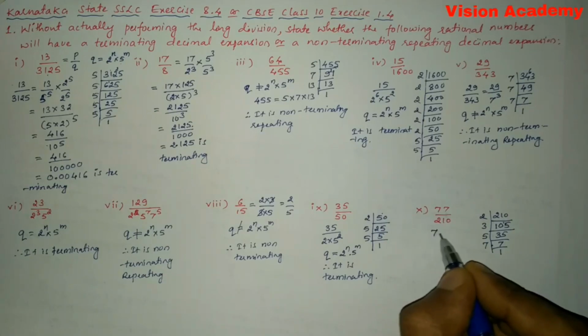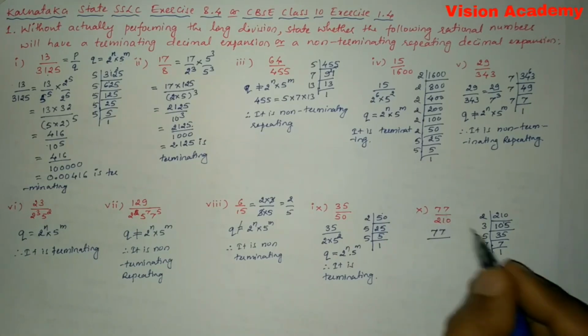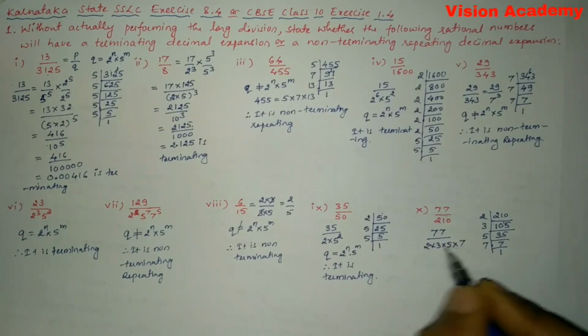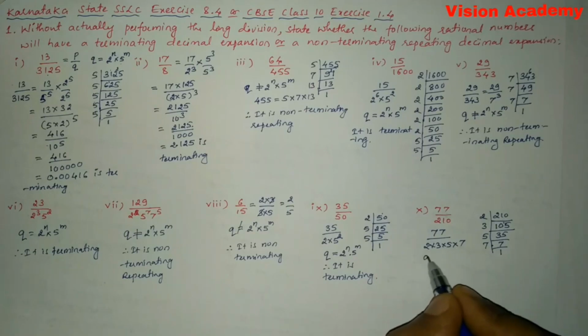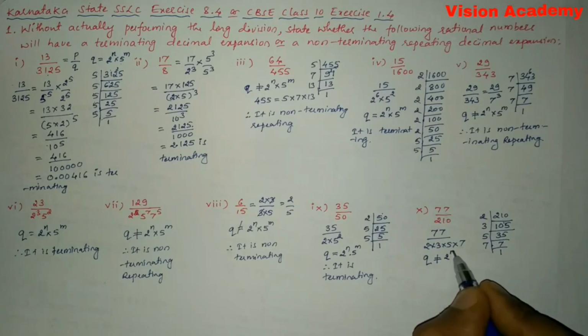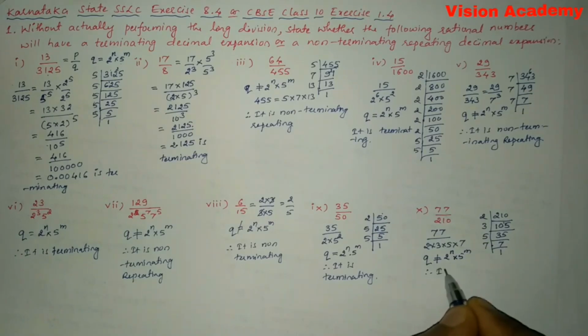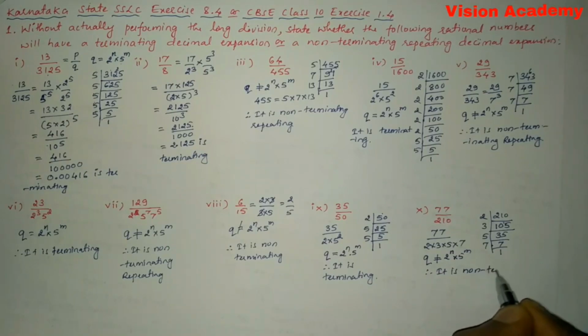Now if I write this one, 77 divided by 210 is the product of prime factors 2 into 3 into 5 into 7, but here the denominator q is not in the form 2 to the power n into 5 to the power m. So therefore it is non-terminating repeating.